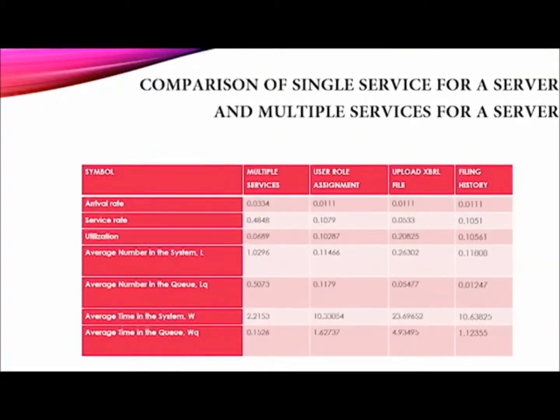As we can also see, the multiple service on the left is calculated from each single service, which is the user role assignment plus the upload XBRL file and file history. So when we add all the arrival rates of each single service, we get the multiple service arrival rate, which is 0.0334.